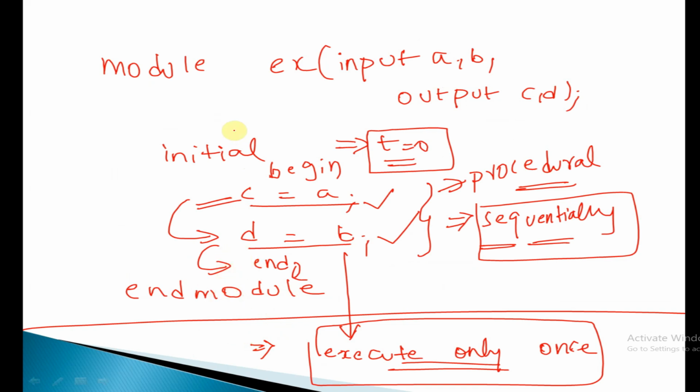Yes, inside this initial block, the statements will execute one by one. That is, first C is equal to A will be executed, next D is equal to B will be executed. Like the C language, the procedural flow: first statement will be executed, then the next statement. Like that, the sequential flow of execution will take place. And the initial block will start at t is equal to 0 time unit, and after completing all the assignment executions present inside the initial block, then only is the simulation going to end.